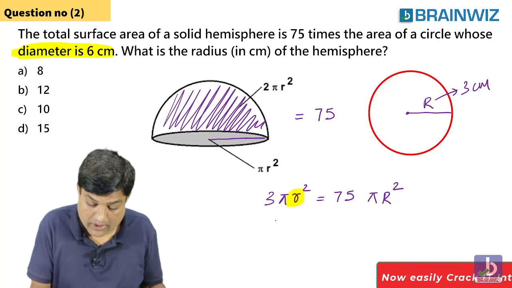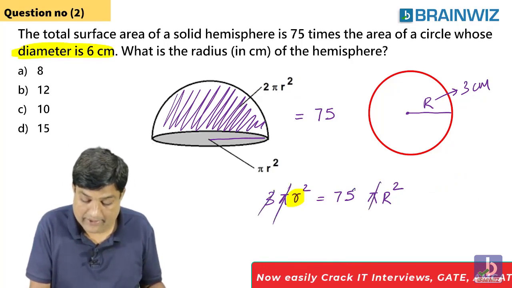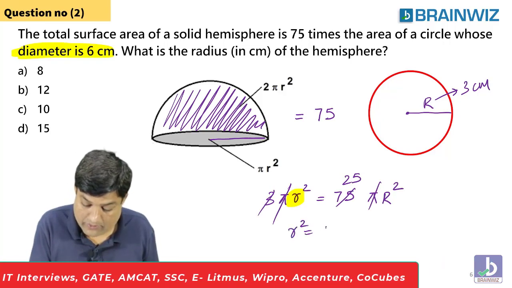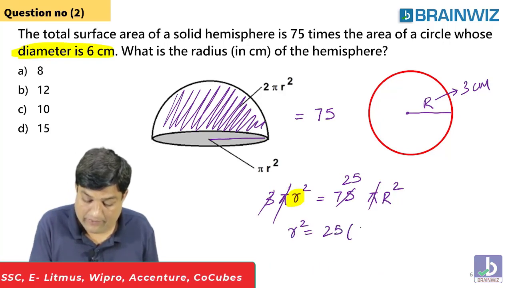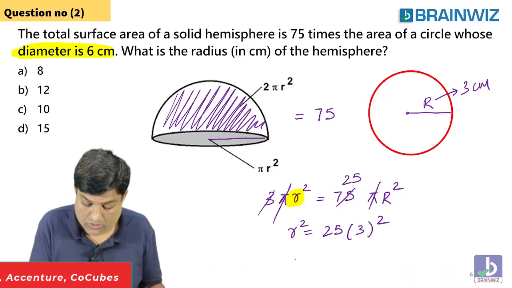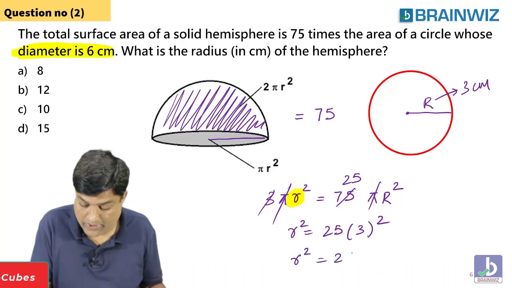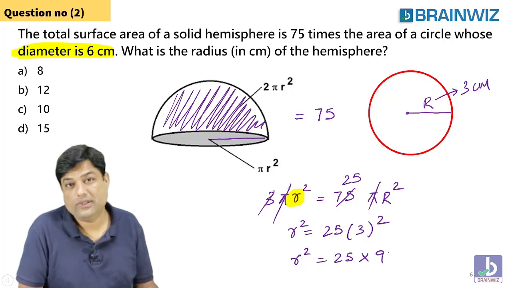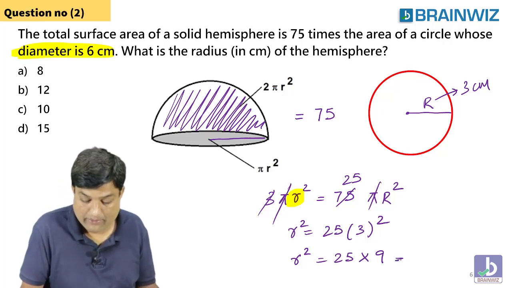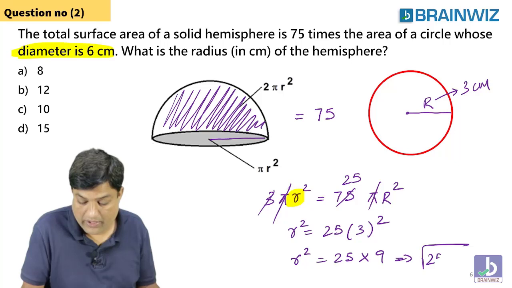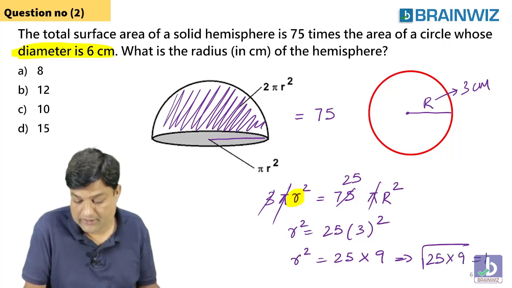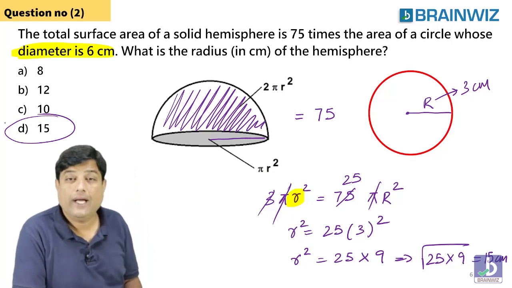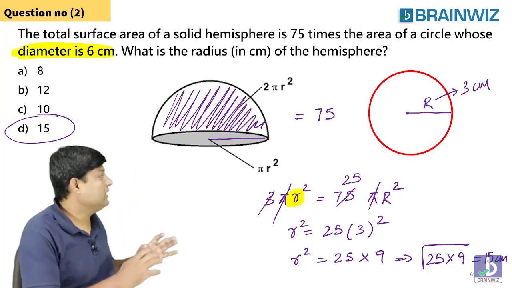Have a look here. So pi will get cancelled, 3 ones are 3, 25s are 75. And here r square is equal to 25, this r which is 3 square. So r square is equal to 25 into 9. So the radius of the hemisphere is nothing but under root of 25 into 9, which makes 15 centimeter. So the best answer is option D, guys. I believe you all have understood such a simple question, guys.